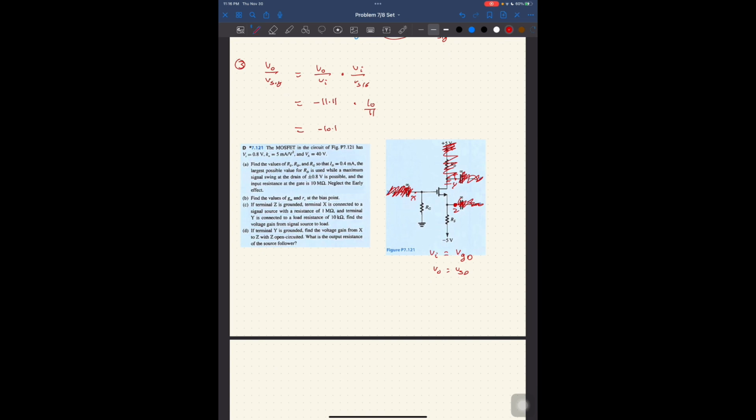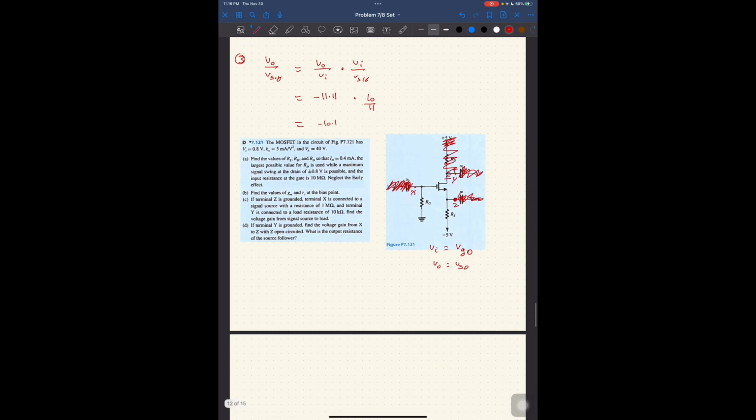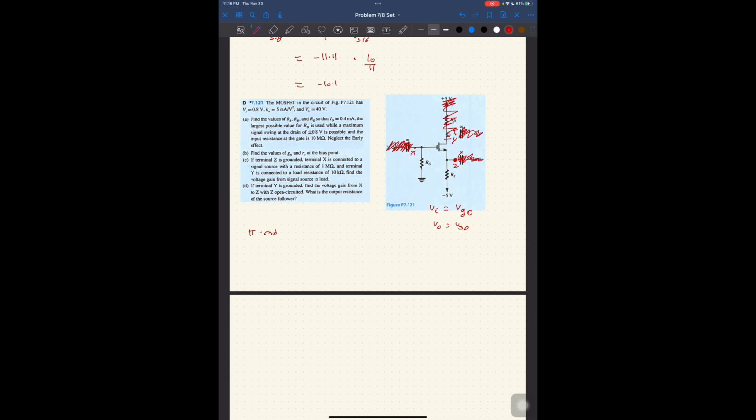Yes. Let's see. If the terminal Y is grounded, so let's draw the pi model. Here we notice that the pi model is going to be, we find the voltage gain from X to Z, with Z open. You want from X to Z. You want from G to S. You want VO over VI. So we're going to proceed.